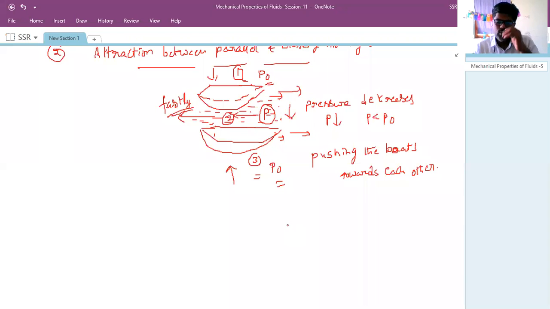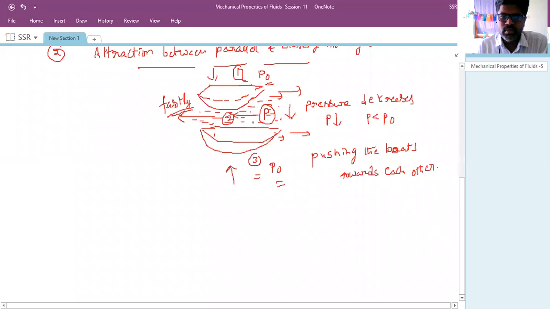When the two boats are moving parallelly with a small distance between them, let us say 10 meters to 1 meter, the water in between the two boats will start moving fast because of the relative motion. Whenever the fluid, here water, is moving very fast, the pressure decreases because of Bernoulli's principle. Wherever a fluid is moving fast, its pressure decreases automatically.